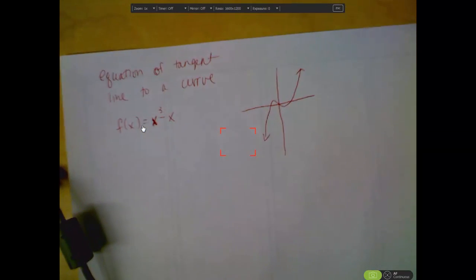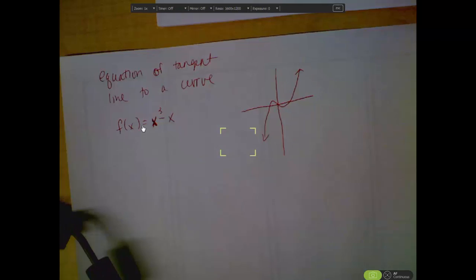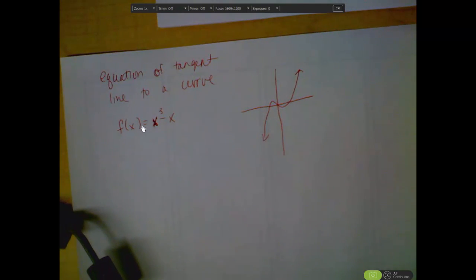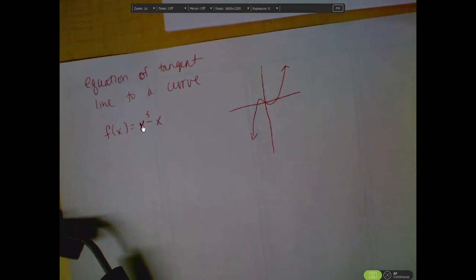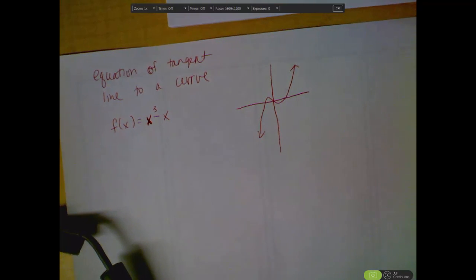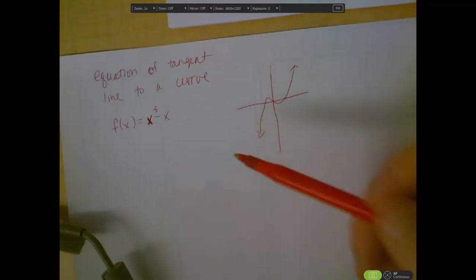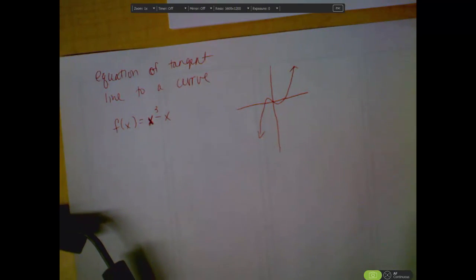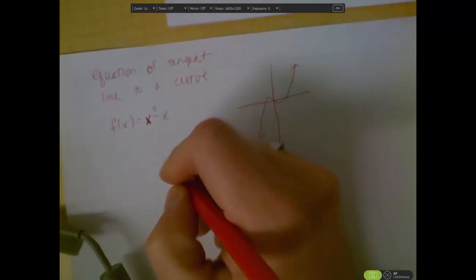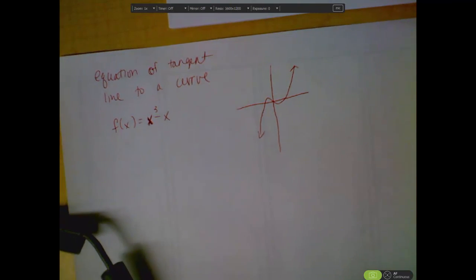Up until now, we've already talked about average velocity and instantaneous velocity. But let's talk about, if we're not talking about a position curve, we're just talking about a regular function, x cubed minus x. If I asked you to find the average rate of change over the interval from 1 to 3, hopefully the words rate of change jump out at you as slope, and the word average means the slope of the secant.